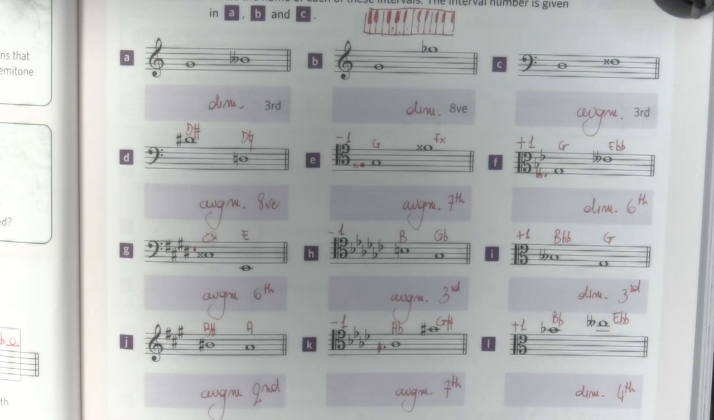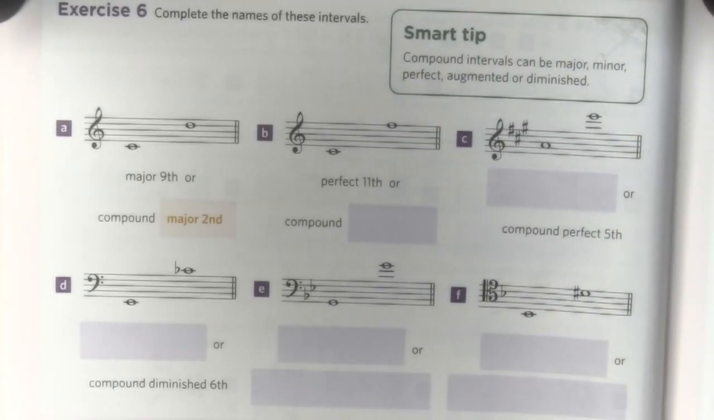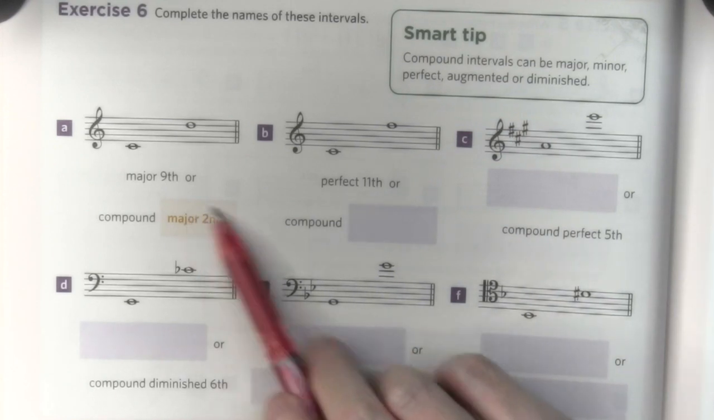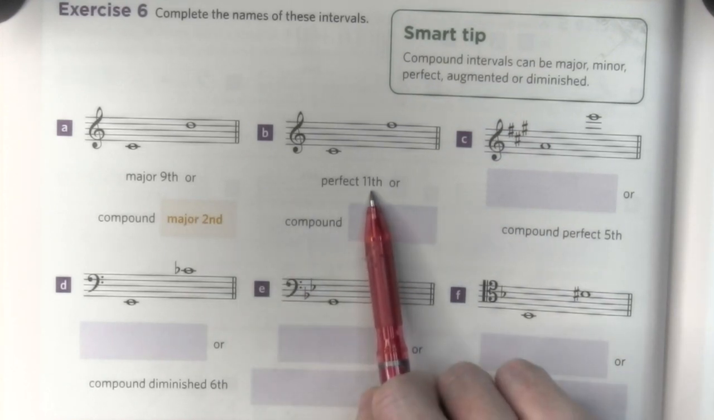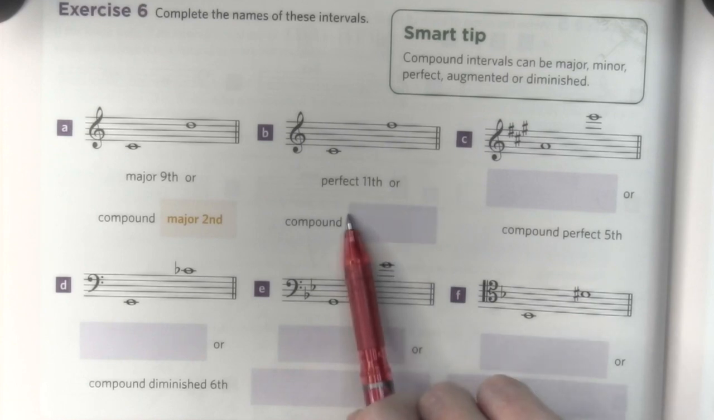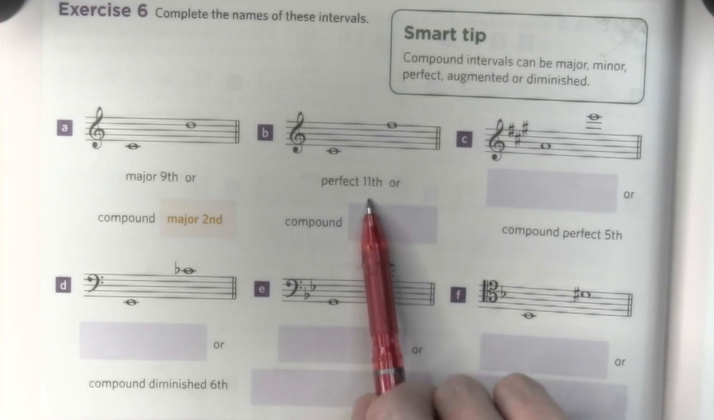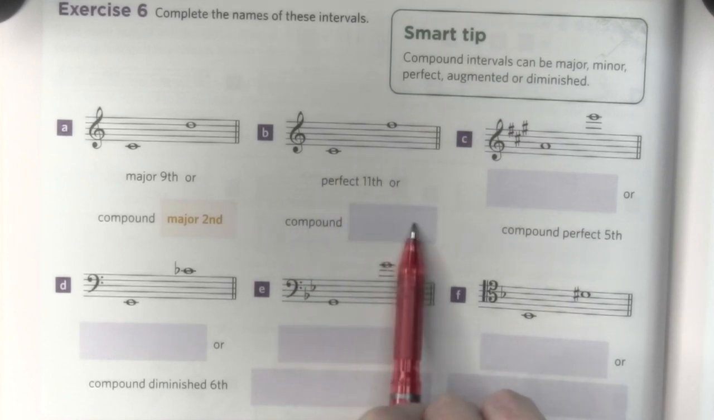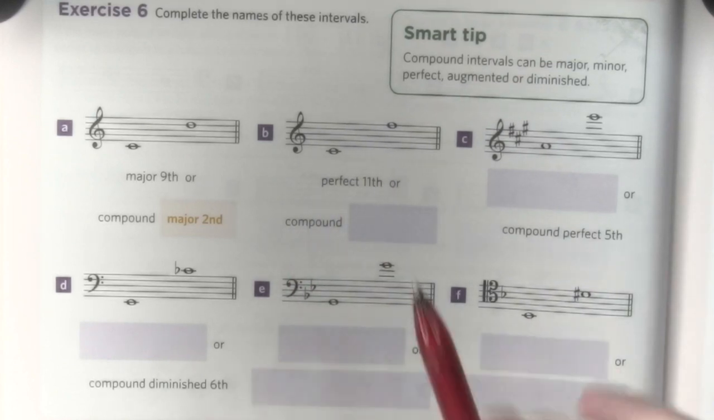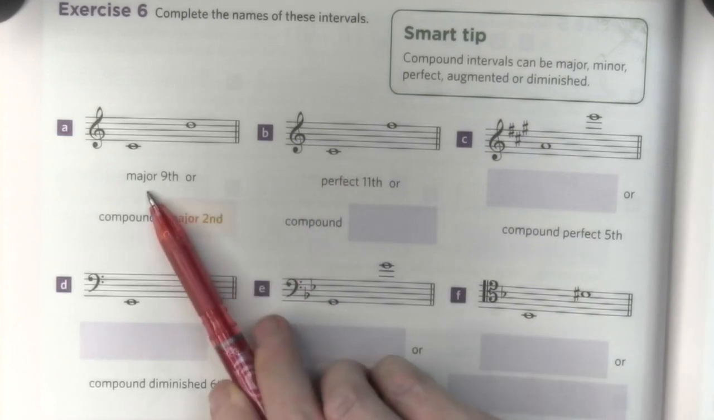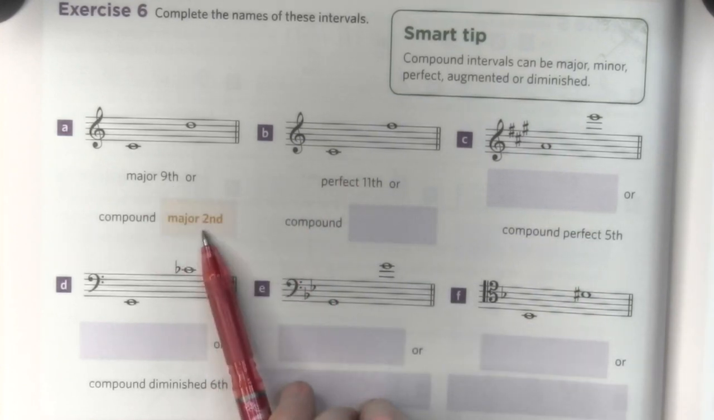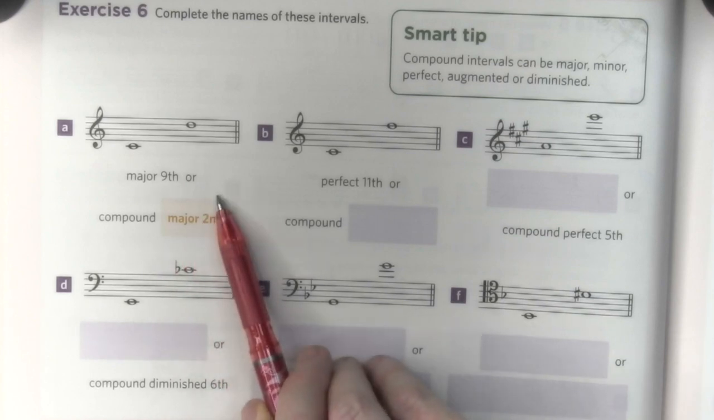And exercise five is also done. Let's move on. Okay, this exercise six talks about compound intervals. Compound intervals are like simple but raised up by an octave, and they can have two names. It's either the simple interval plus seven or compound and the simple interval. So, for example, a major ninth is a major second plus a seventh.